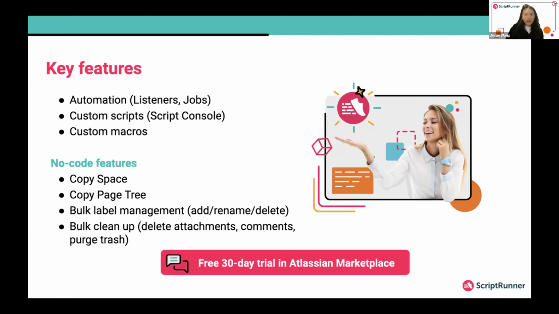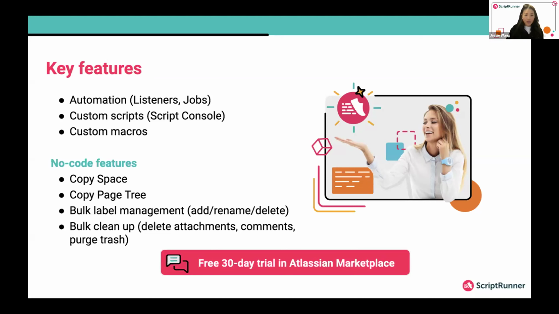The first one is copy space and copy page tree. That's really useful if you want to create a space template or a page tree template that you want to duplicate for project documentation. With copy space, you can copy across permissions, labels, different content types, and also the page tree as well.